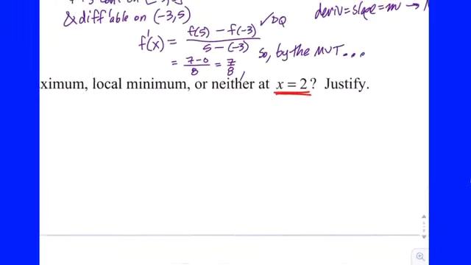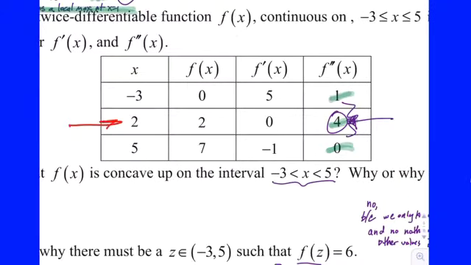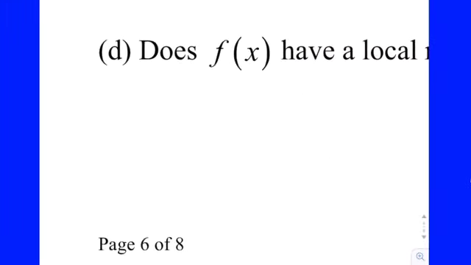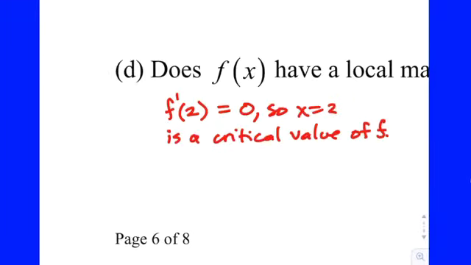So, is there a local max, a local min, or neither at x equals 2? Well, let's come up to the chart. Here's the row for x equals 2. First, look in the f prime column. What's the value there? 0. Okay, so we have to say that. That's part of the evidence. You could say f prime of 2 equals 0, so x equals 2 is a critical value of f. All right, so make sure you say that first, because local maximums can only occur at critical values, just like possible inflection values can only occur at PIVs.